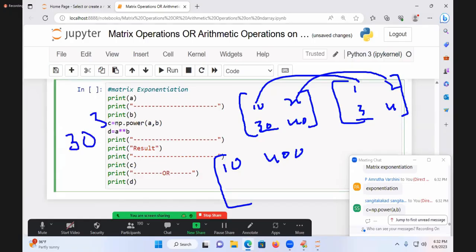30 to the power of 3. Stop it, I said. 30 into 30 into 30. So simple, even a child will say 3 3s are 27, and 3 zeros.